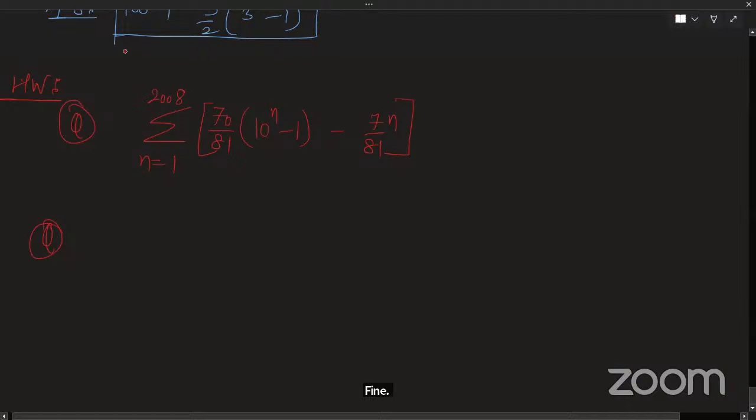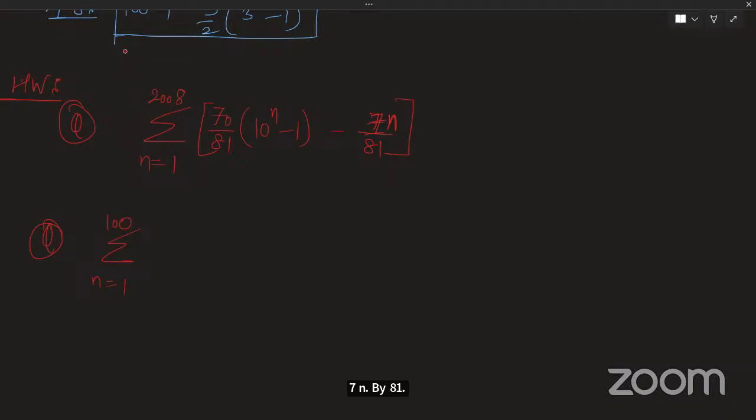Everyone has understood this question, right? Actually there is no chance that you haven't understood, I am assuming. Sir, is it 7 power n or 70 n? At last minus. Sorry, it is 7n by 81. Okay, sir. 7n by 81. Fine. So it is 70 by 81. Fine.